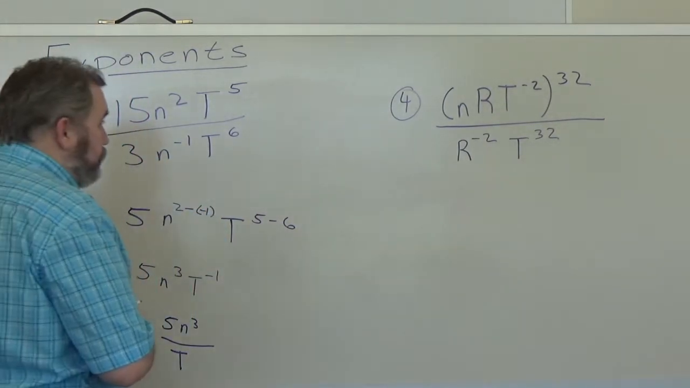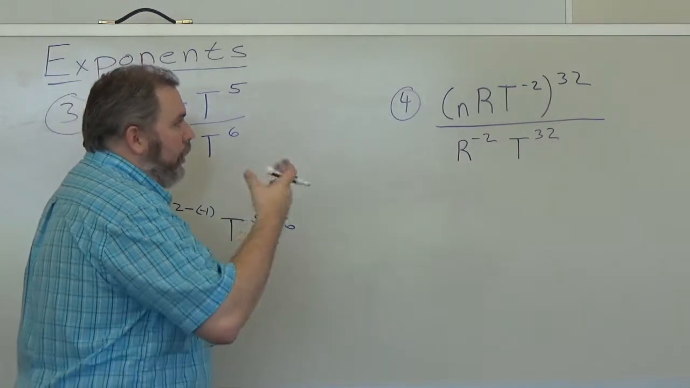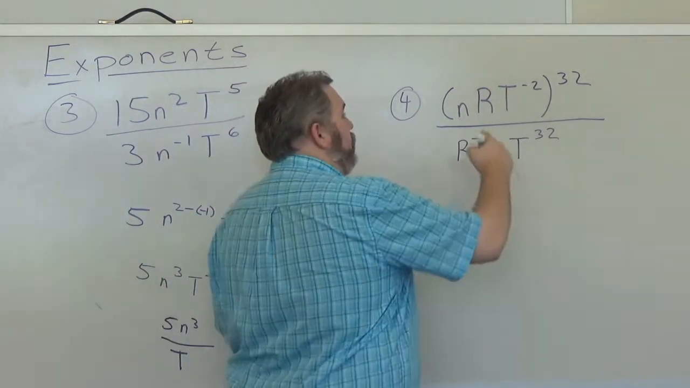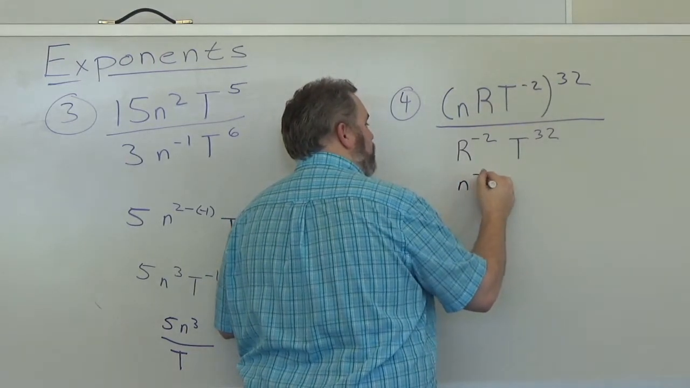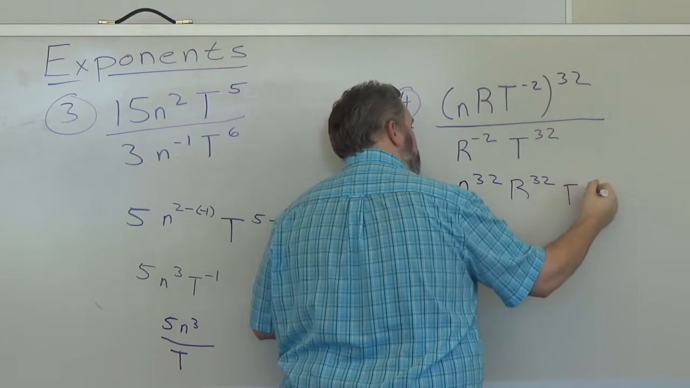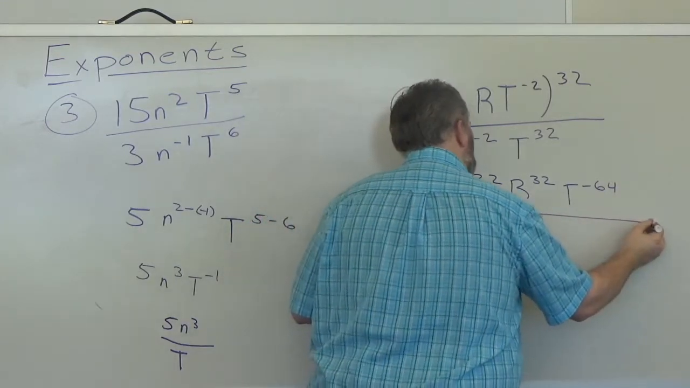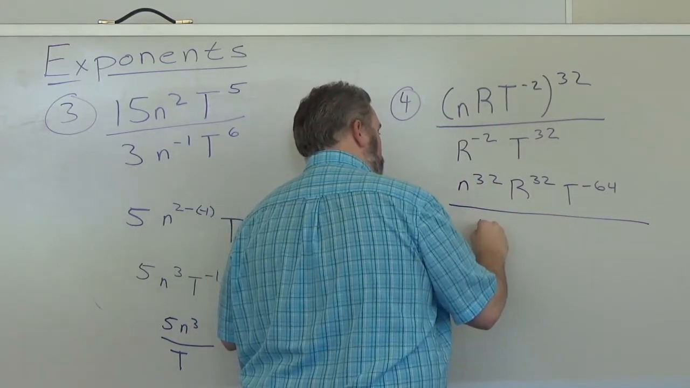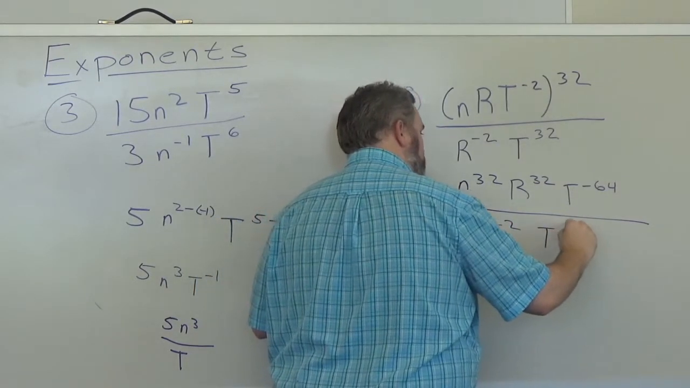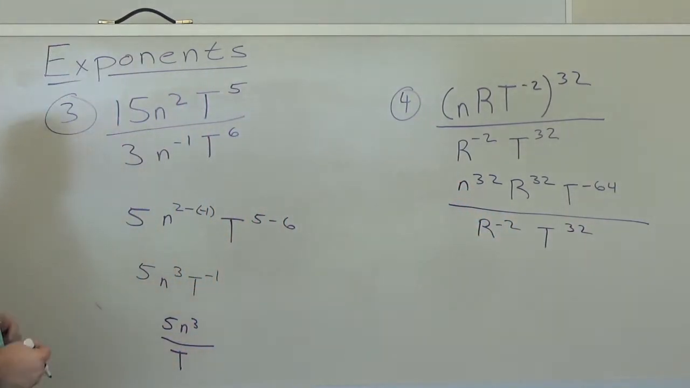Let's look at this next one. There's a couple of ways we could do this as well, but let's just keep it simple. Let's follow our rules. We're going to raise everything to the 32nd power. So n to the 32nd, r to the 32nd, and t to the negative 64. Divided by r to the negative 2 and t to the 32nd. That's what we've gotten so far. So if you got this, so far so good.